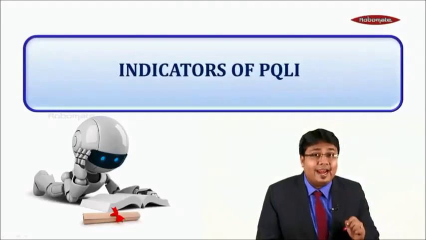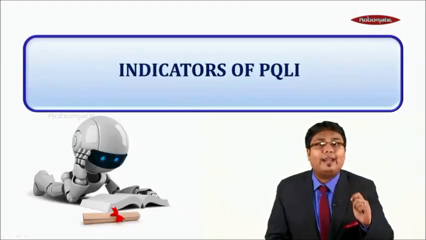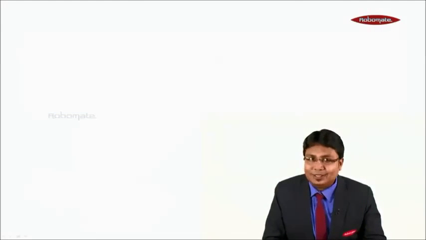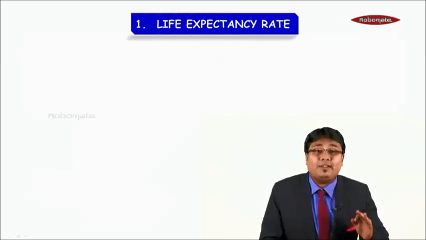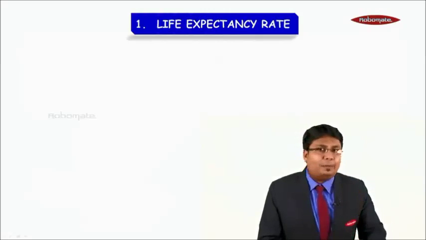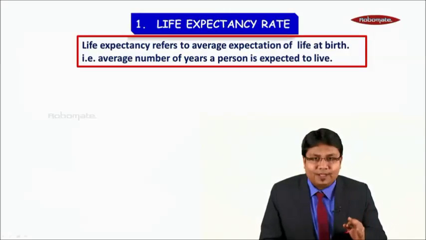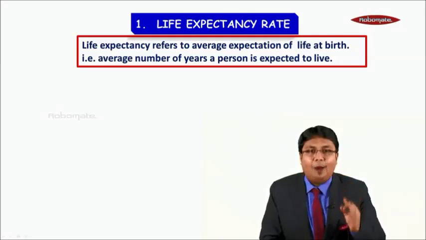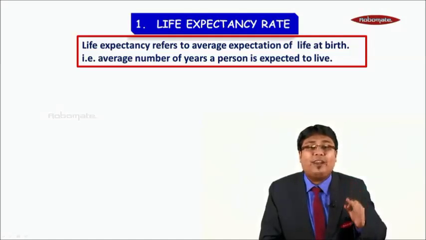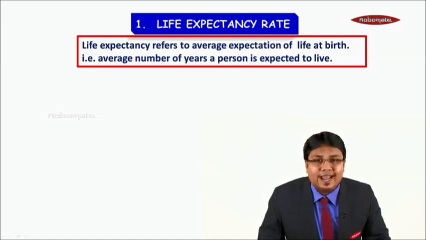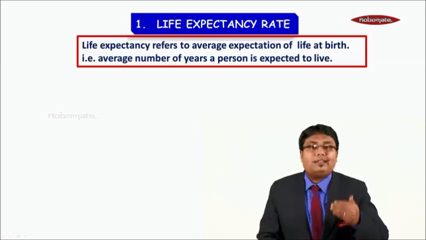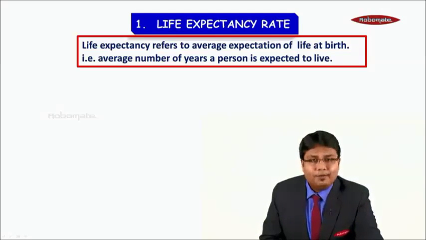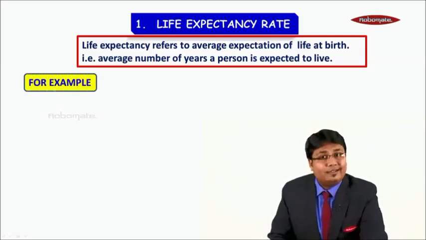Okay, students, now let us understand in detail all the three indicators of PQLI. To start with, the very first one is life expectancy rate. Now, what is this life expectancy all about? Life expectancy refers to average expectations of life at birth, that is, the average number of years a person is expected to live. Now, we'll understand this concept with one small example.